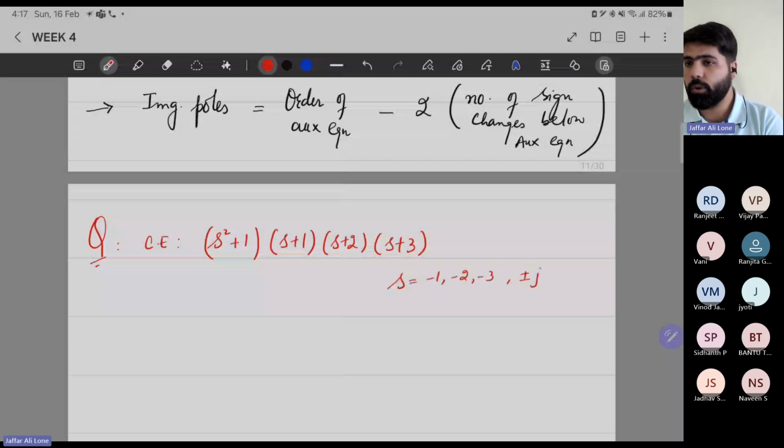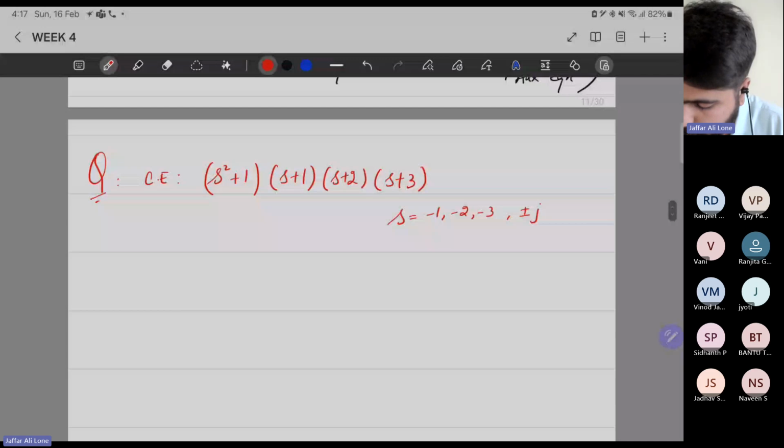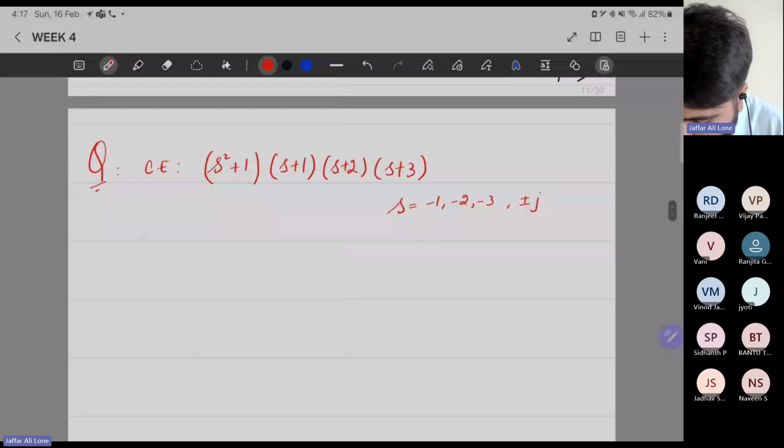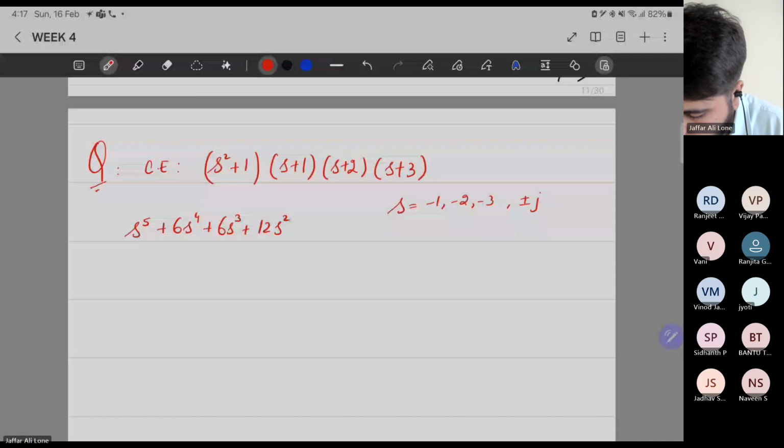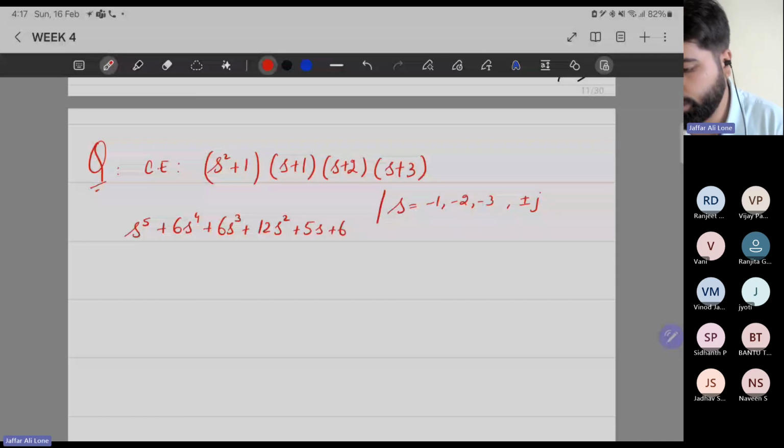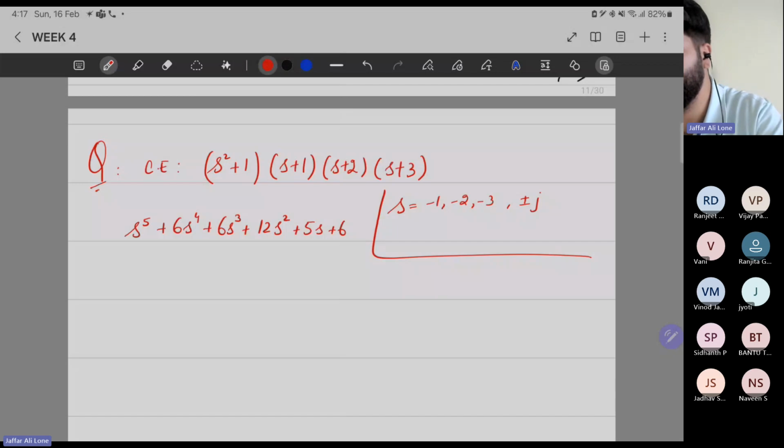But now let's try to understand it from the Routh-Hurwitz criteria. If you simplify it, our equation will be s5 plus 6s4 plus 6s cube plus 12s square plus 5s plus 6. Now try to solve it and tell me which row is coming as the row of zeros.